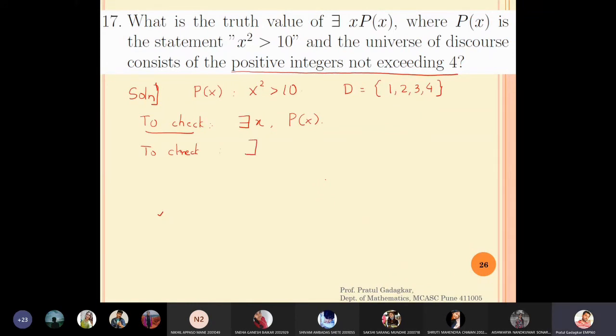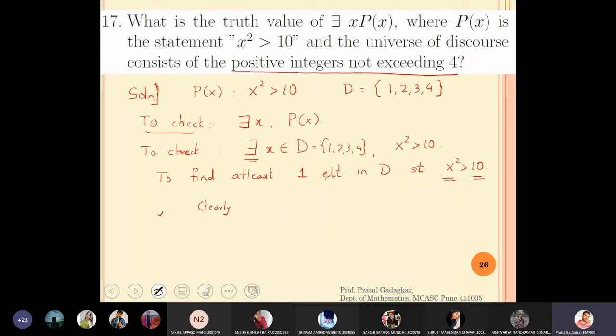There exists x belonging to the domain, who is the domain? 1, 2, 3, 4, such that x squared is greater than 10. It means we want to find at least one element in D such that x squared is greater than 10. Can you find at least one number whose square is larger than 10? Clearly, x equal to 4 will work, right?